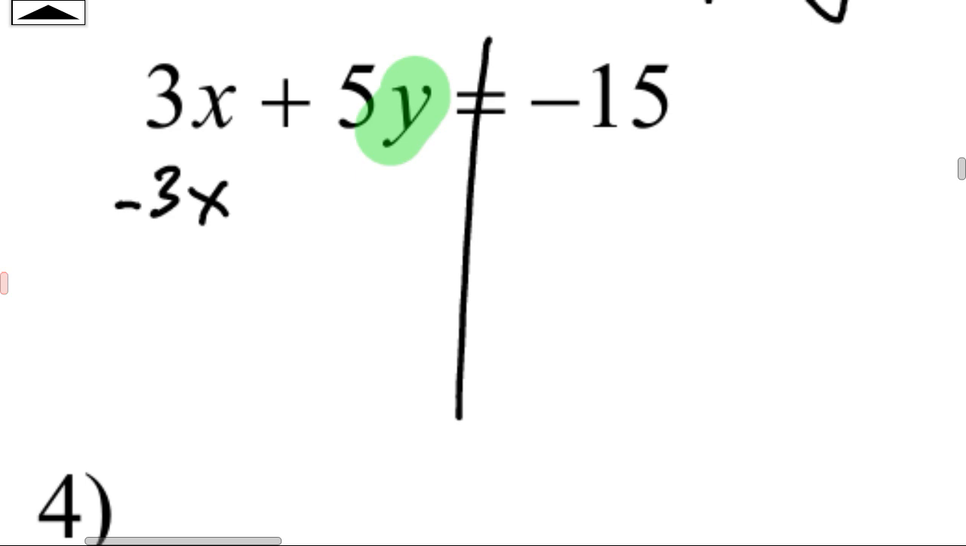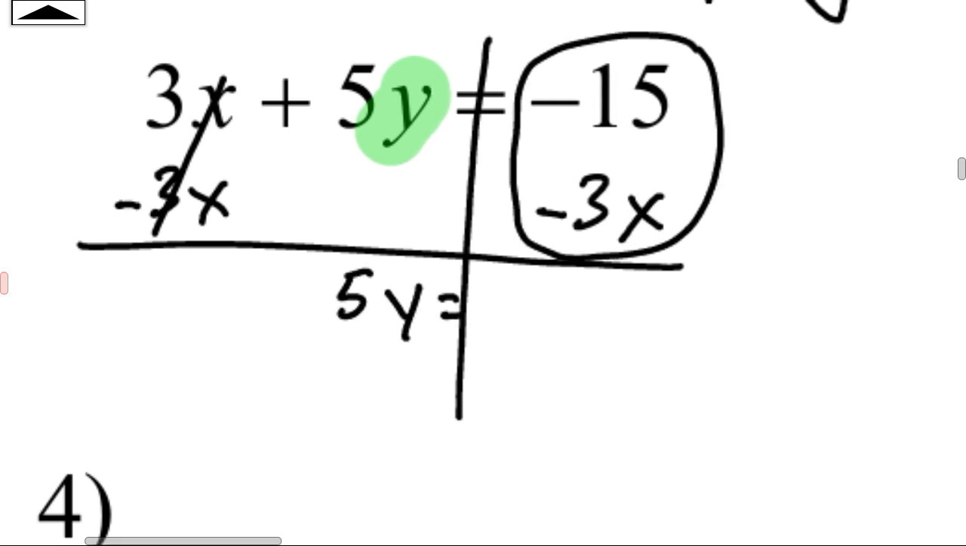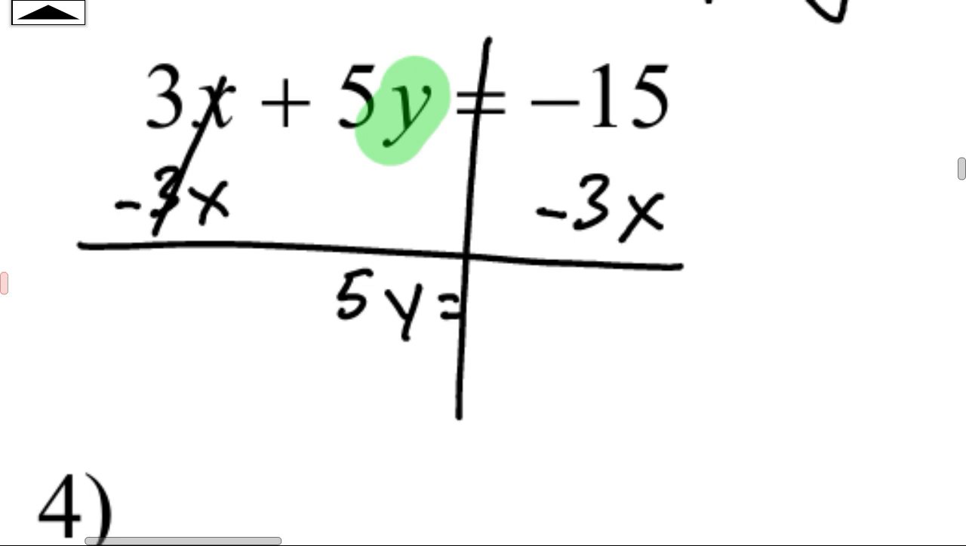So essentially, we're just solving this equation, but now we have multiple variables. So same thing over here, subtract 3x. So those are gone. That's what we wanted. 5y comes straight down. Now how do I do this? What does -15 take away 3x? Well, I can't say it's -18. I can't say it's -18x.